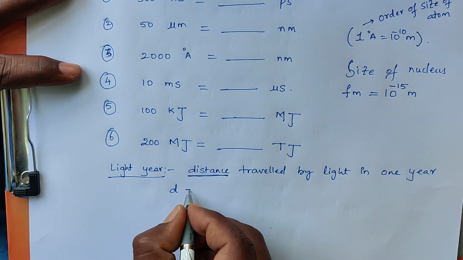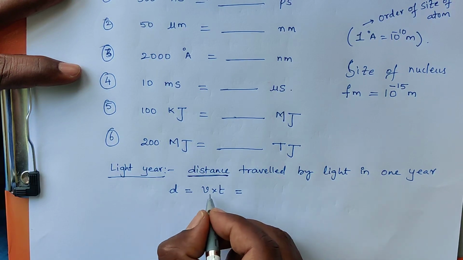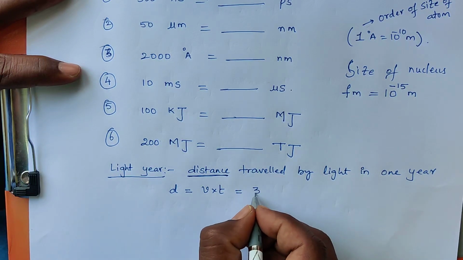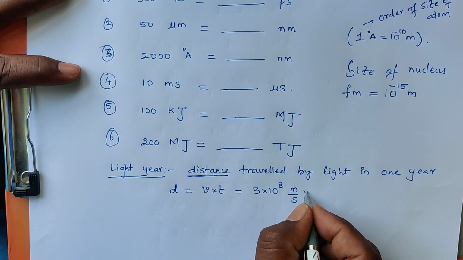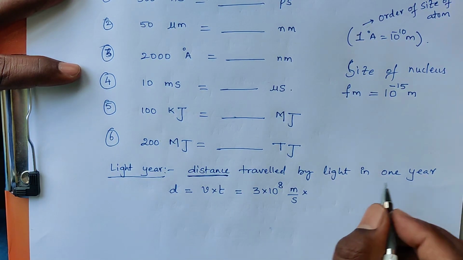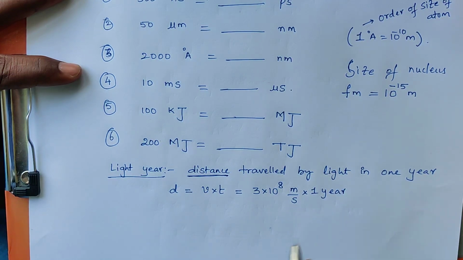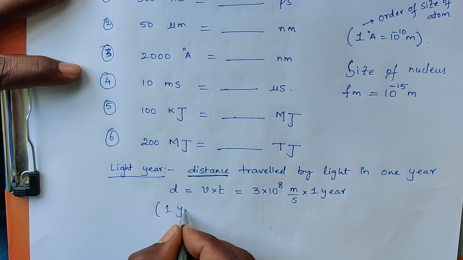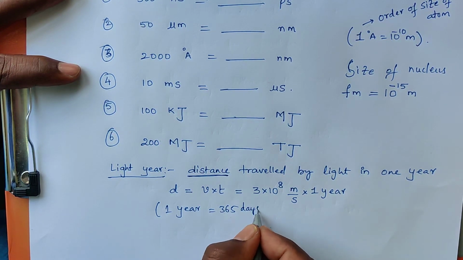We know distance equals speed into time. Here speed is the speed of light. Speed of light is how much? 3 into 10 to the power of 8 meters per second, into time. Time is how much? 1 year. We know 1 year equals how many days? 365 days.